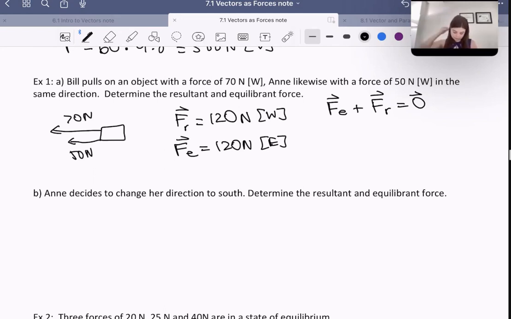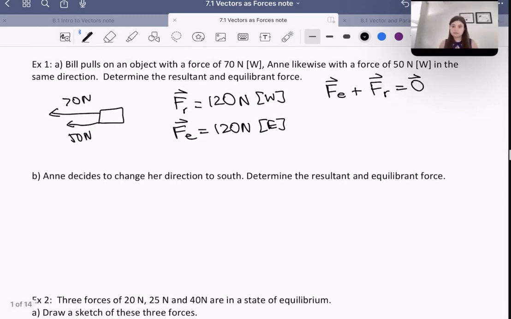Good. All right, next, let's say that Anne decides to change her direction to south. Determine the resultant and the equilibriant force. So let's do that. So over here, we're going to have 70 newtons.